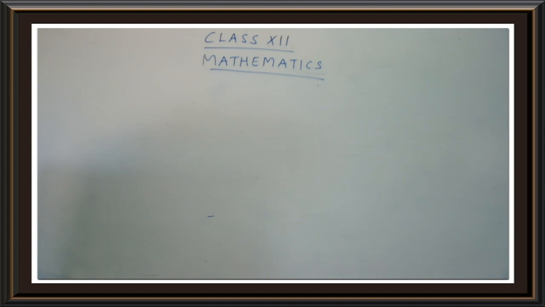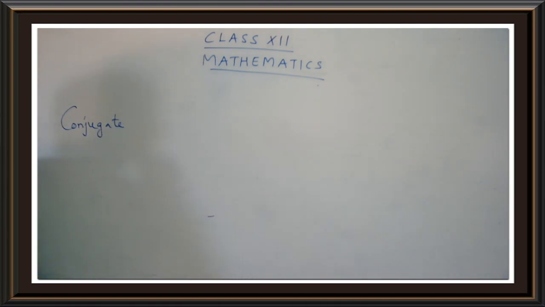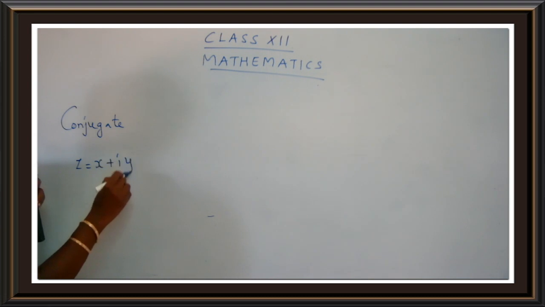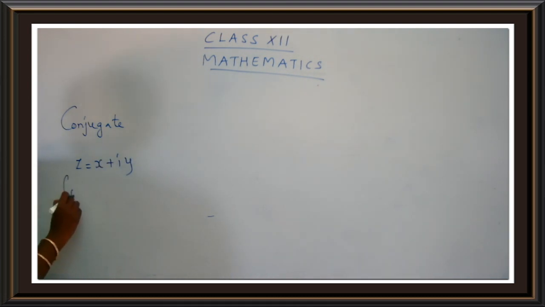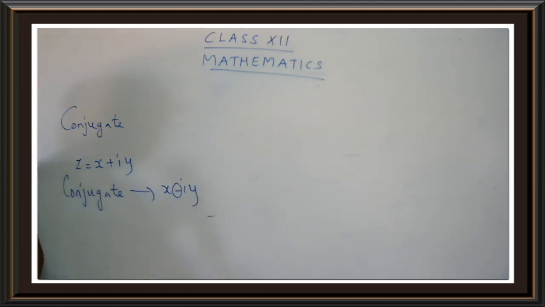In the previous class we have seen about the conjugate of a complex number. Yes children, we were dealing with the conjugates. And you know the meaning of conjugate. Suppose you have a complex number z is equal to x plus iy. What is the conjugate of it? The conjugate of this is x minus iy. That is, you have to change the sign of the imaginary part. So this is what we studied in the previous exercise.